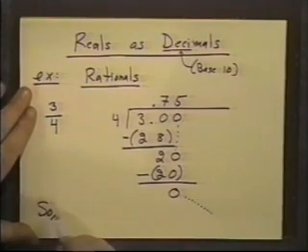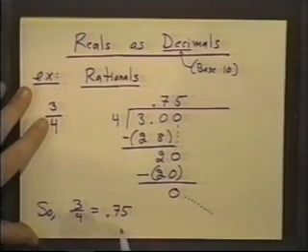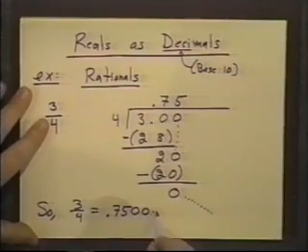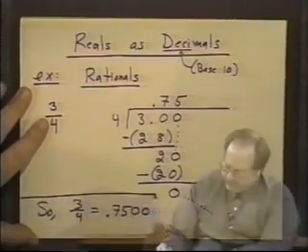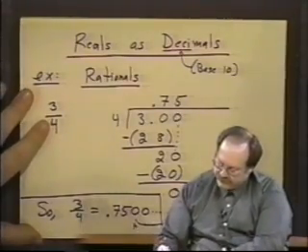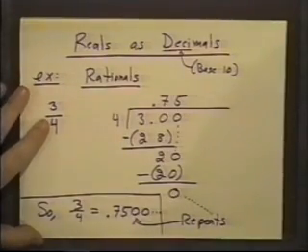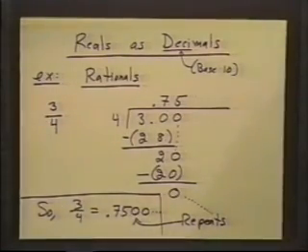So what do I have? I have that 3/4 is equal to 0.75. But what I really have is 0.7500 dot dot dot. The zeros repeat. So I have what apparently is repeats. Okay? Now that's the first observation.